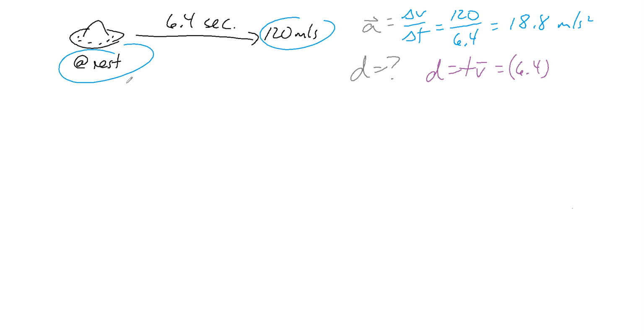Well, let's see. I know it started at 0 and it went up to 120. And the average, of course, is right in the middle. The average v would just be 60. So I'm going to use the average v of 60 meters per second. So I'll do the 6.4 times that by the 60, and it went 384 meters altogether. Okay, so very similar to the graphing type stuff that you guys did.